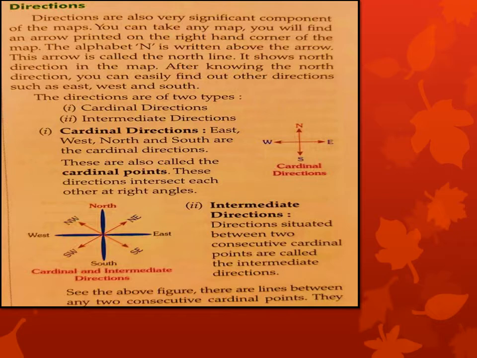In the opposite of the north you will have the south, and on your right hand side you will have the east. On the left hand side you will have the west when you are facing towards north. Now the directions are of two types: cardinal directions and intermediate directions. In cardinal directions we have east, west, north and south. These are also called cardinal points. These directions intersect each other at right angles.